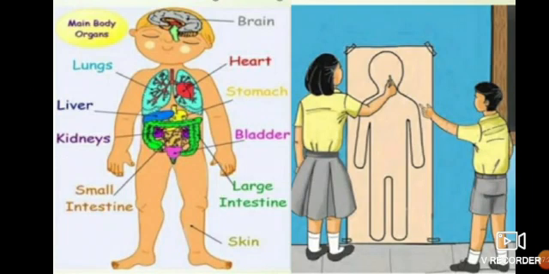Girls, what picture do you see? What are the boy and the child doing? Yes, it is the outline of the body.